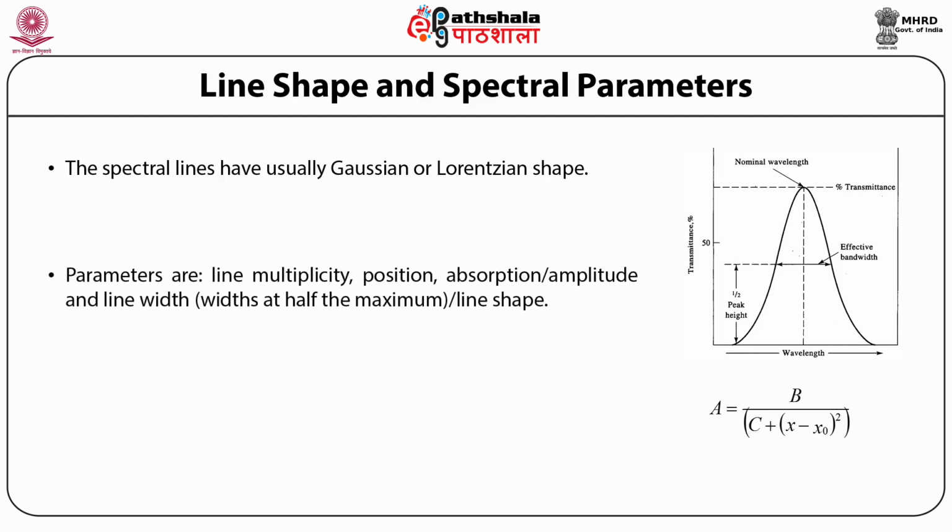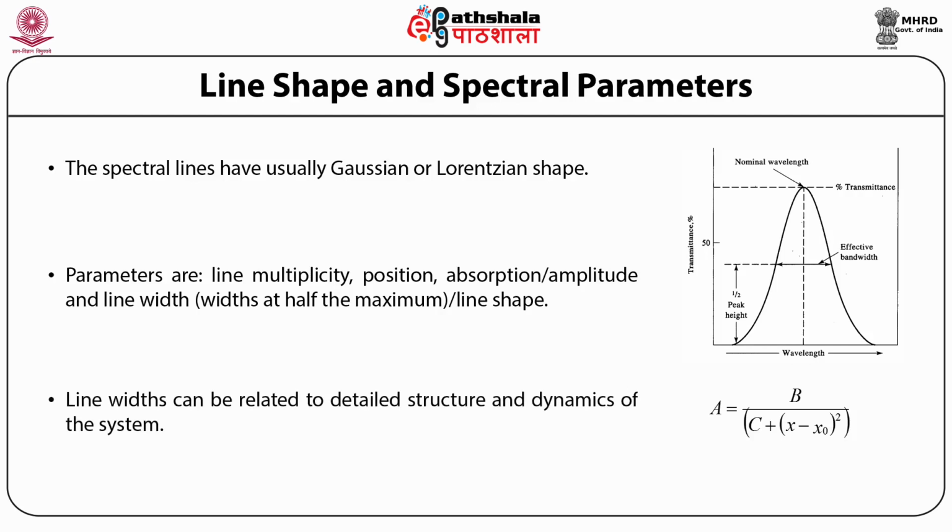The parameters of any spectral line are: first is line multiplicity. How many such peaks are there in a particular transition? Then the line position, the value of x0. Amplitude, shown by the height of the absorption peak, which is shown on the left-hand side. The characteristics can be defined in terms of effective bandwidth or line width, which is the width at half the maximum, which can be also taken up as a line shape. And line widths can be related to the detailed structure and dynamics of the system.